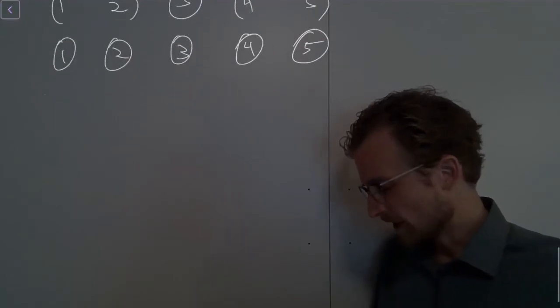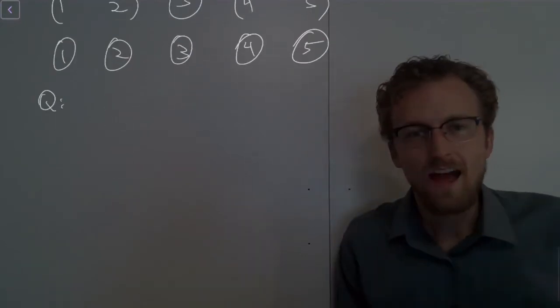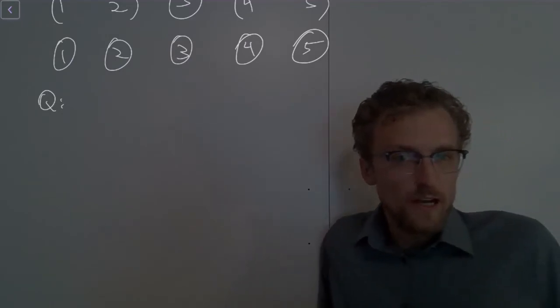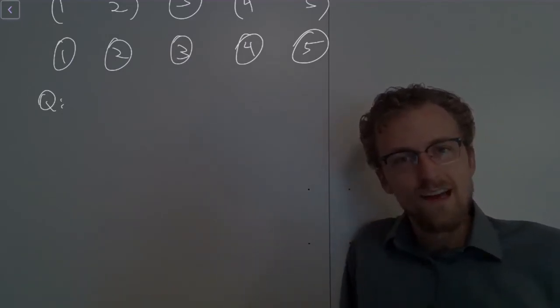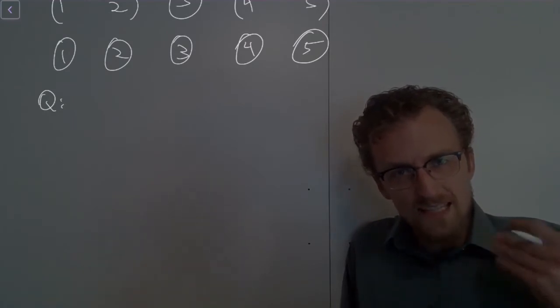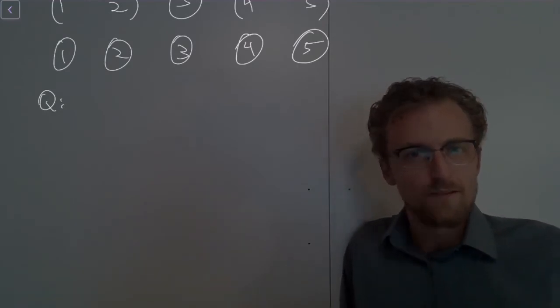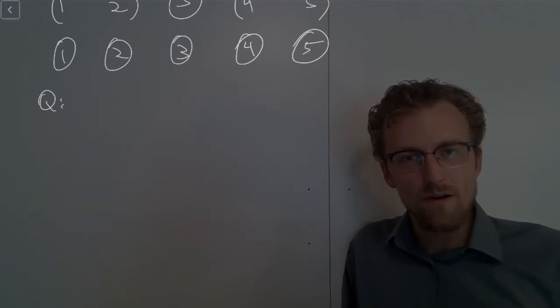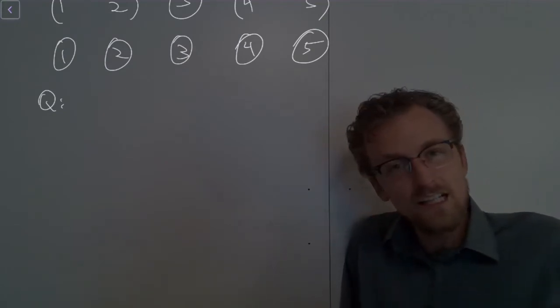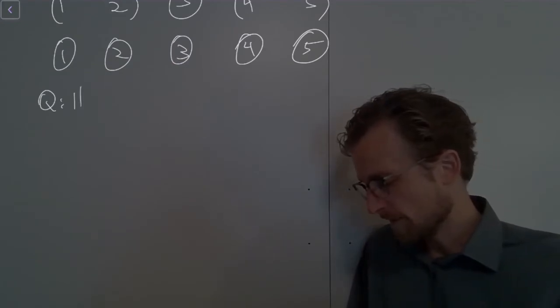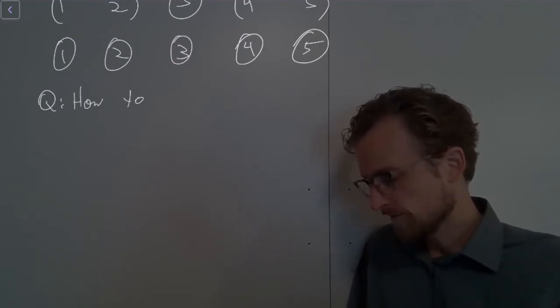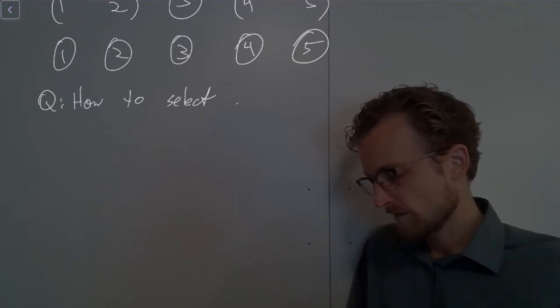All right, so the question then is, since we don't know what these arrays look like to begin with, how can we select a pivot that has some likelihood of belonging in the middle of the array, right? That's what we need to do. We need to select a pivot that has some likelihood of belonging in the middle of the array. So how to select pivots.